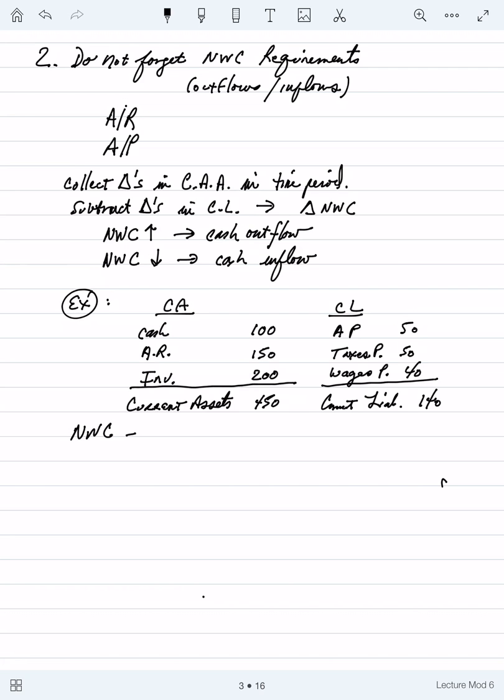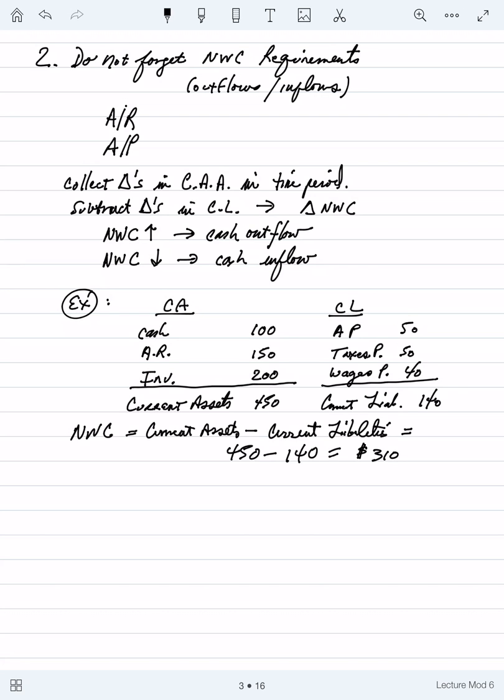So you take the current assets minus the current liabilities. So that's what, 450 minus 140, right? So that gets us 310. Let's see. The net working capital at 310, right? So there you go.